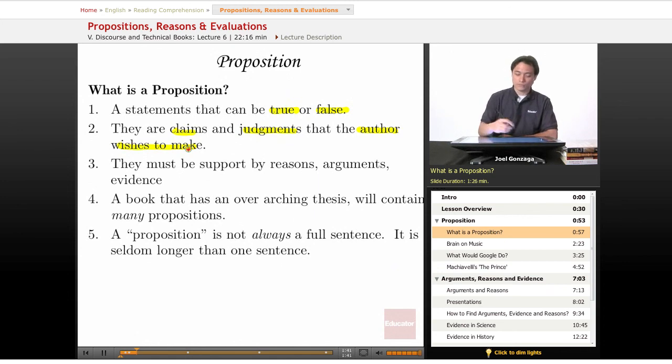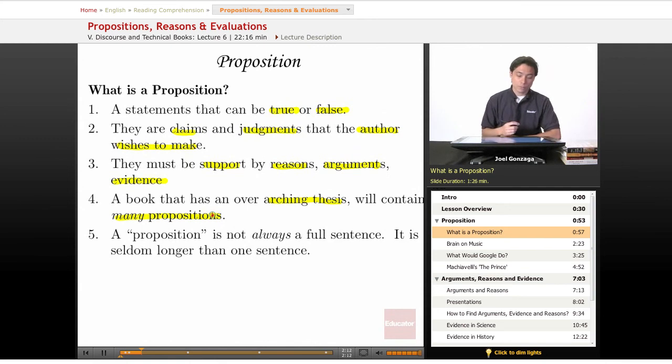And these propositions must be supported by reasons, they must be supported by arguments, and they must be supported by evidence. A book will contain an overarching thesis, and usually an overarching argument and reasons, but it will contain many, many propositions, more than you could probably count. But all these propositions work together to make the author's overall point and overall thesis in the book.